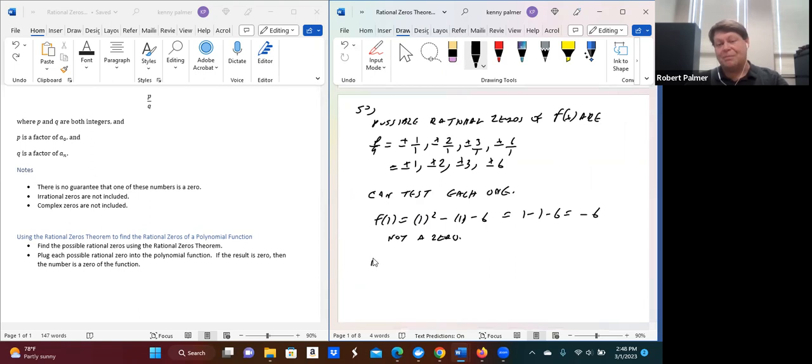We can do the same thing with -1. I expect it won't be a zero either, but we can plug it in. So -1 squared minus -1 minus 6. This would be 1 plus 1 minus 6, which of course is -4. Also, this is not a 0.